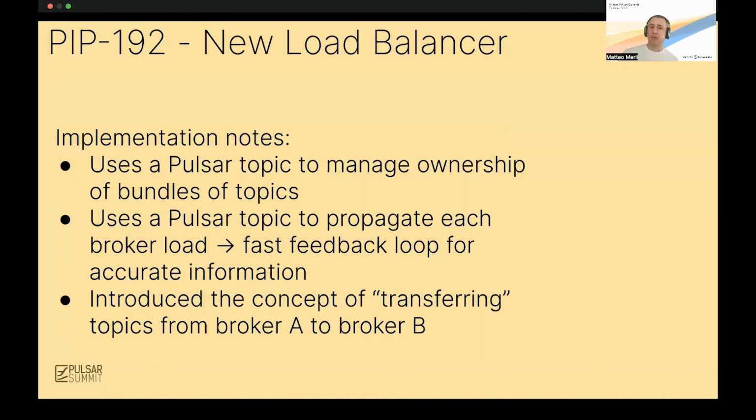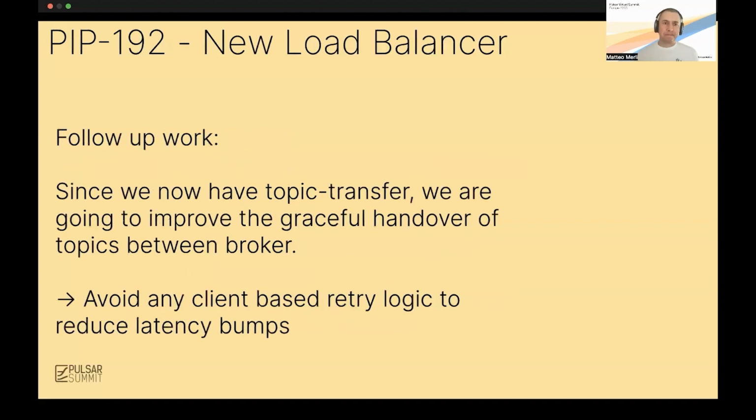The other one is the concept of transferring. Before, we used to unload a topic, and this topic could then be reassigned to another broker. Instead, we want to make sure that the unload operation is really a transfer. So the moment we take it out, we already know where this topic is going to be, and that is very important because it allows us to make a lot of further optimizations in the transferring, which leads to this follow-up work.